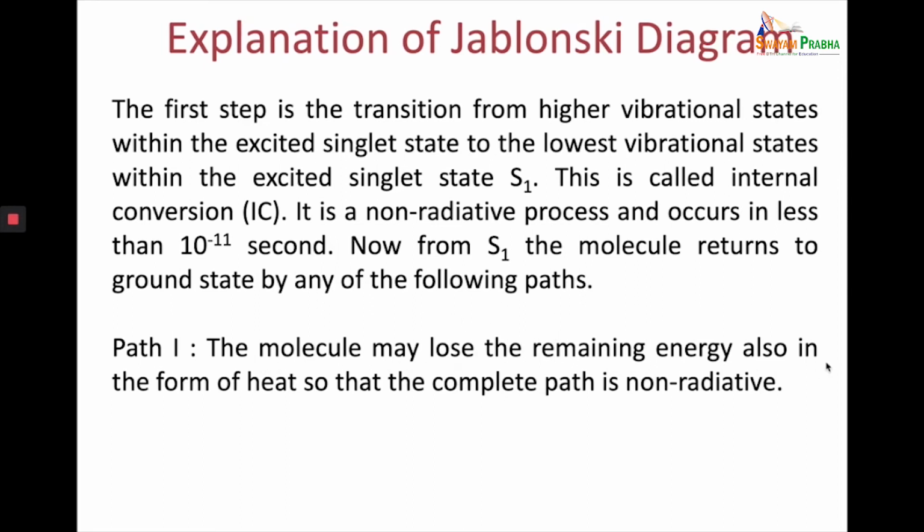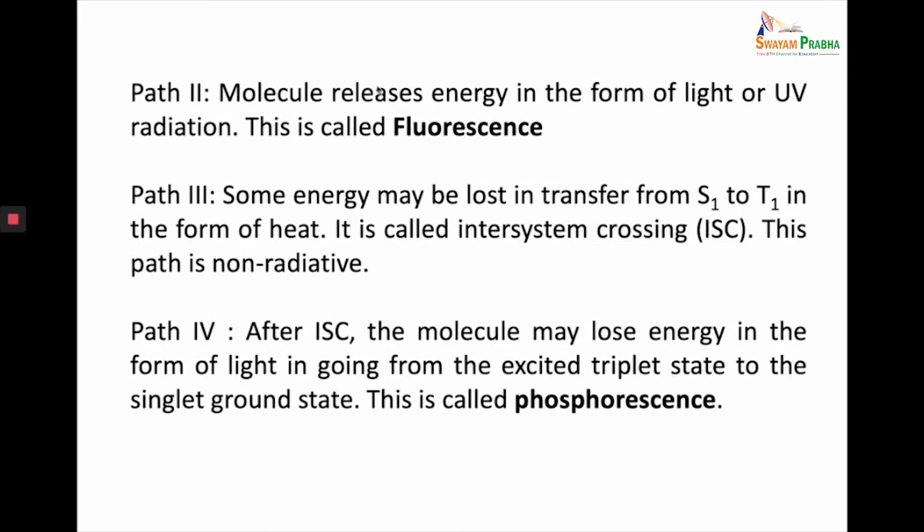The molecule may lose the remaining energy in the form of heat, so that the complete path is non-radiative in nature. The molecule may release energy in the form of light or UV radiation, and that is called fluorescence. This involves transition from S1 to S0. Some of the energy may be lost in the transition from S1 to T1 in the form of heat, and this is called intersystem crossing, and this is also non-radiative in nature. After the intersystem crossing, the molecule may lose energy in the form of light in going from the excited triplet state to the singlet ground state, and this phenomenon is called phosphorescence.